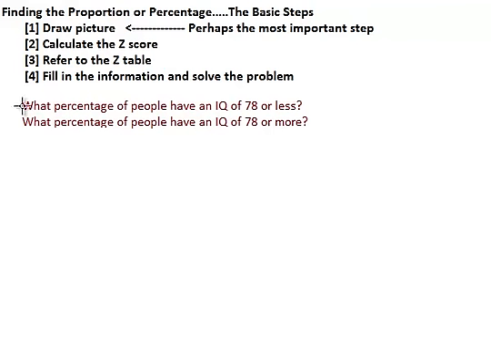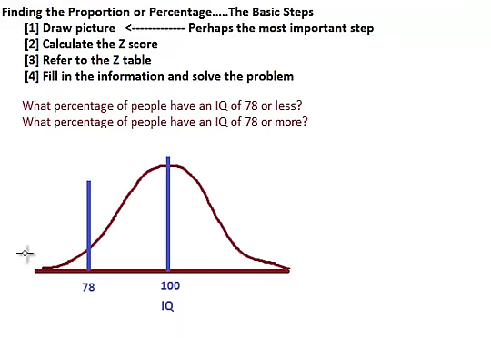Let's apply these steps then to the first of these two questions. What percentage of people have an IQ of 78 or less? Since we're talking about using the z-table, it is very important that the distribution we're going to be working with is a normal distribution. And so here is that normal distribution. It's drawn as a bell-shaped curve.